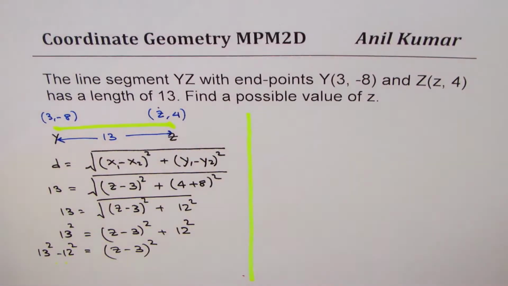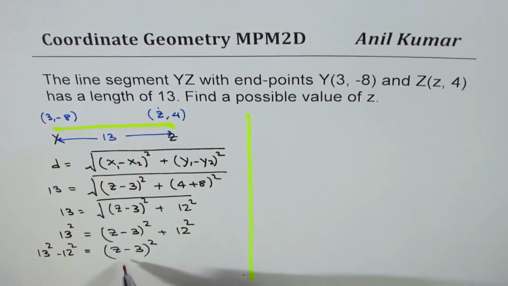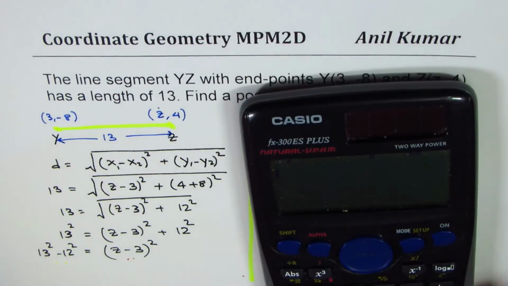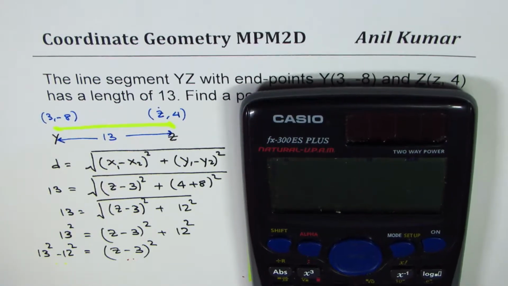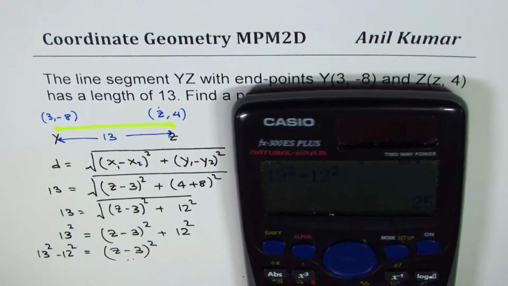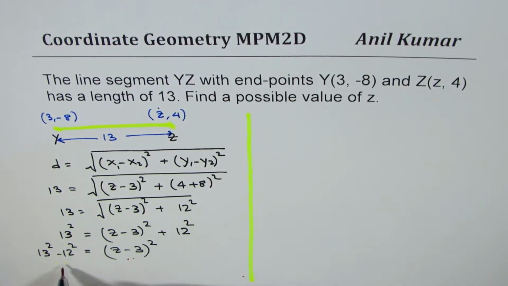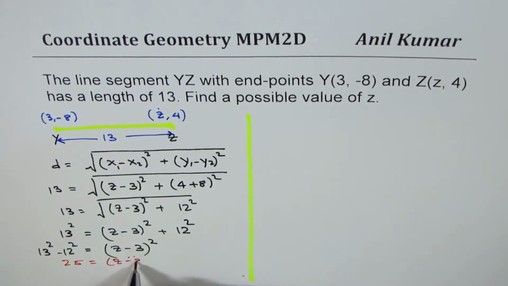And remember, what is (z minus 3) whole square? That could be a mistake at times. Anyway, we can use a calculator and find what 13 square minus 12 square is. So we have 13 square minus 12 square is equal to 25. This is one way of doing it, right? So we do know this is 25 equals (z minus 3) whole square, correct?